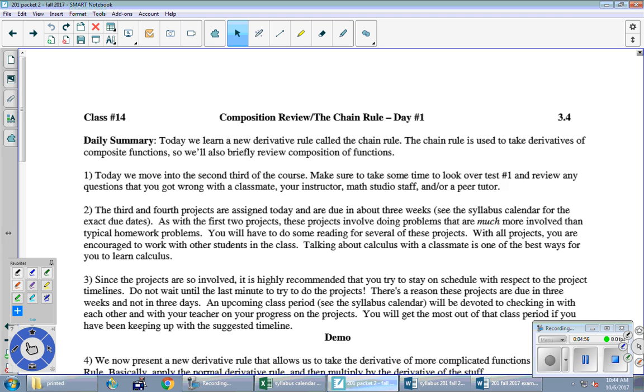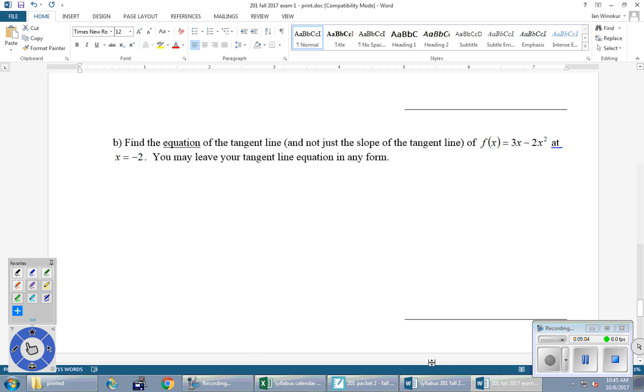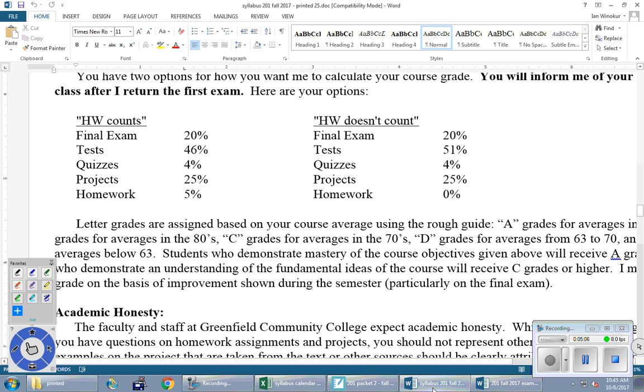Okay, next thing is about your grading choice. We haven't really talked about this, but on the syllabus, there are two different options that you have for how you want me to calculate your final grade at the end of this semester. They are called homework counts and homework doesn't count.